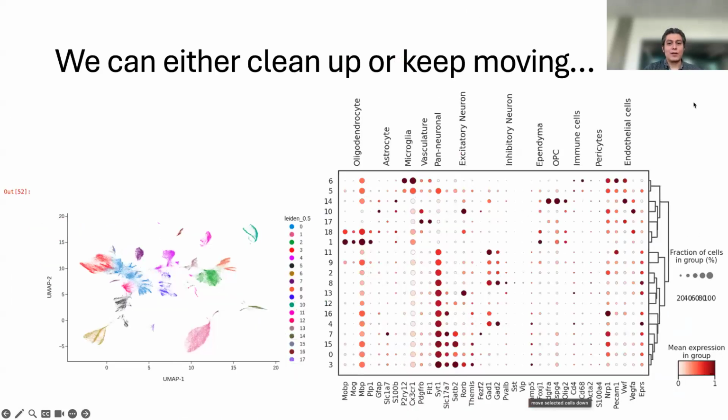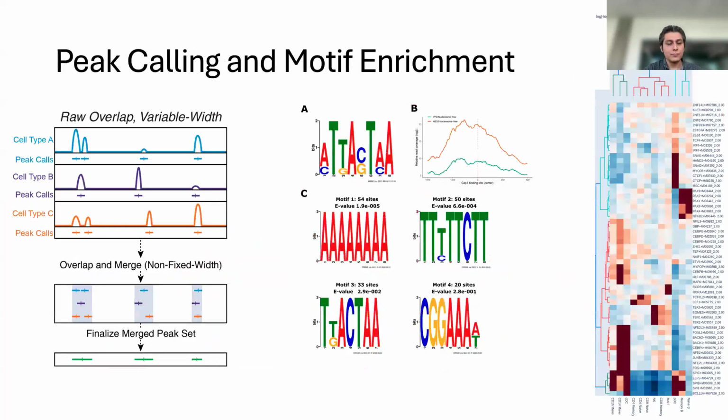So eventually you'll hit this point where you're making the decision: we can continue to clean this up or we can keep moving. For the sake of moving on in the pipeline, let's assume that you are happy with this particular dot plot and this particular single-nucleus ATAC UMAP. So the next step is going to be peak calling and motif enrichment.